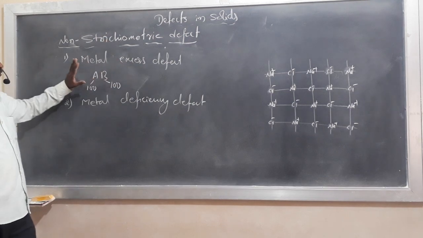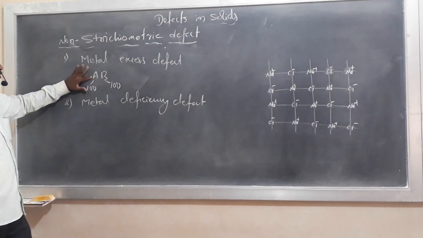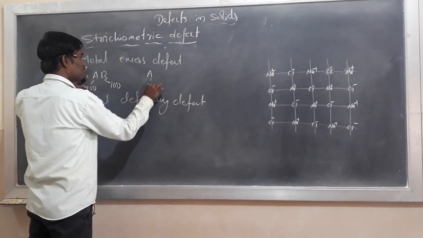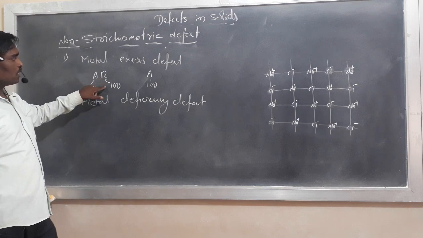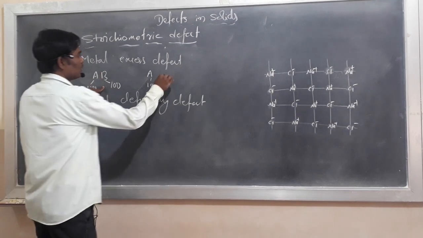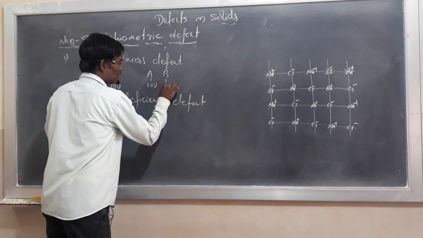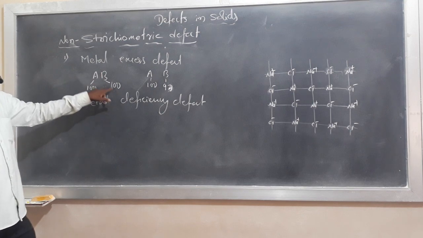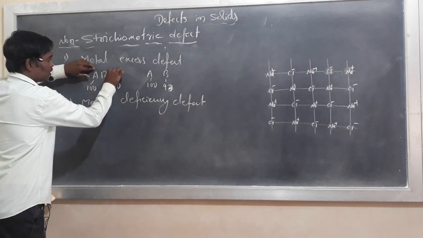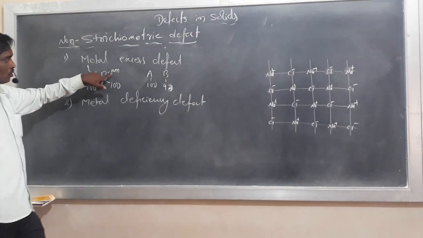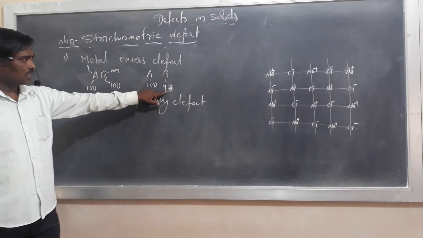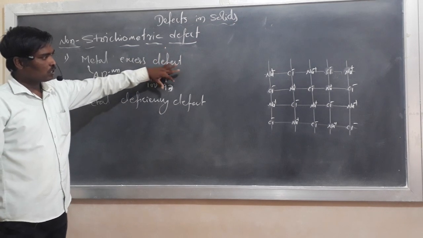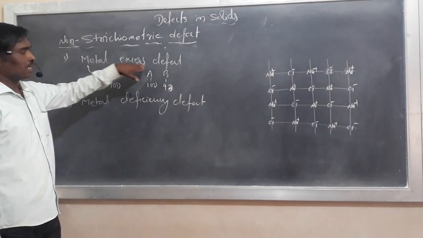After the defect, we found that the total number of A ions is the same. So A ions remain as 100 only, but the number of B ions is reduced to, say, 97. So there are 3 fewer B ions, that is, the non-metals. This is a non-metal and this is the metal. So the number of non-metal ions has decreased. In that defect, the number of metal ions is more compared to the non-metals. Such defects we call a metal excess defect.